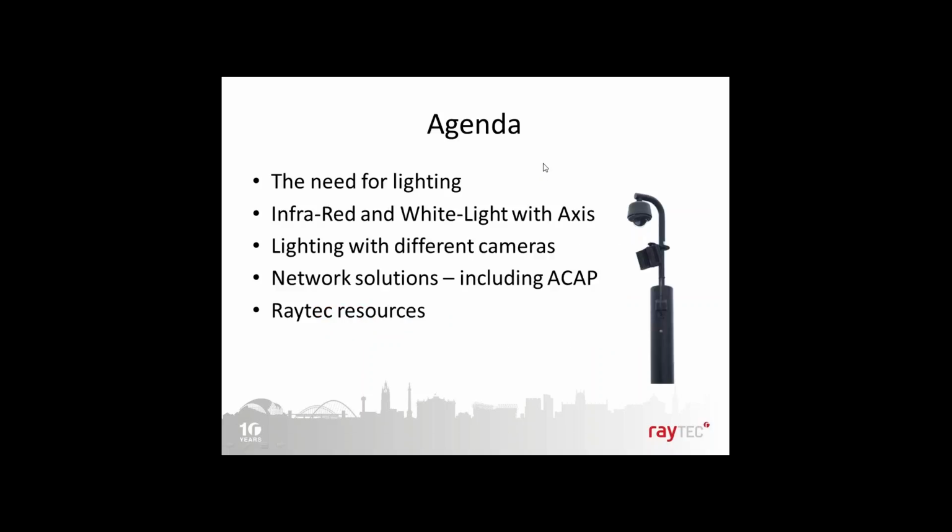We're going to cover the need for lighting. Why is lighting so important in video surveillance? We'll look at some examples of infrared and white light, the two main types of lighting you will use in video surveillance applications, in particular with Access cameras. We'll look at lighting for different kinds of cameras and the things to consider. One of the main things of the presentation is our network functionality. Raytec have recently launched some IP controllable lighting and its integration with Access ACAP, and then we will look at some of the Raytec resources available to all of you as well.